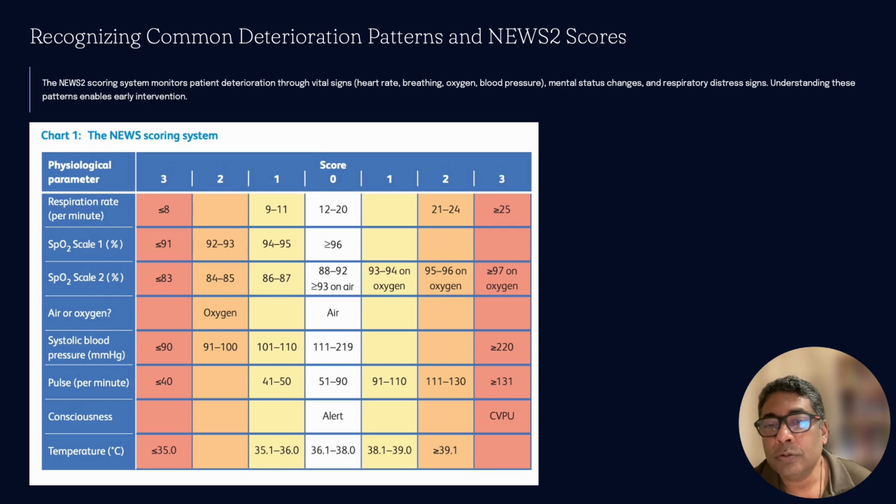So, NEWS 2 score, I'm sure all of you are aware of this now. And this scoring system monitors patient deterioration through vital signs, heart rate, breathing, oxygen, blood pressure, mental status changes, respiratory distress signs. And understanding these patterns enables early intervention. So have a look at the chart, which will give you an idea about how the scoring system goes.